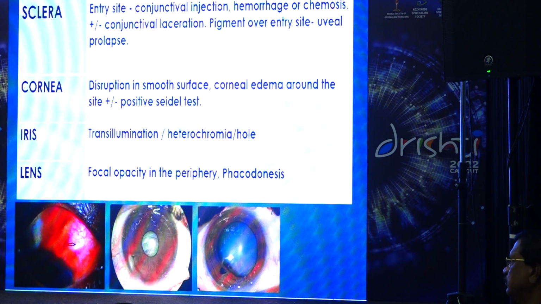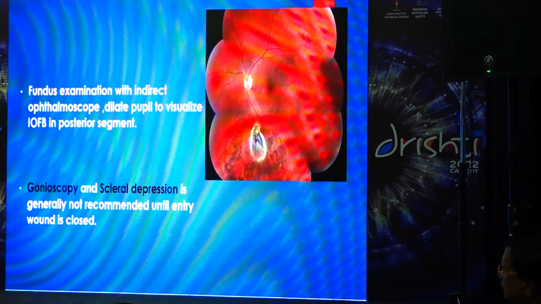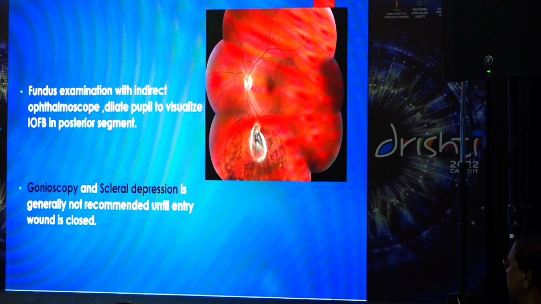Iris is ideally examined before dilatation and lens is examined after dilatation. Fundus should again be examined in detail with an indirect ophthalmoscope after dilatation to directly visualize the intraocular foreign body in the posterior segment. Gonioscopy and scleral depression should ideally be delayed until we close the primary wound.